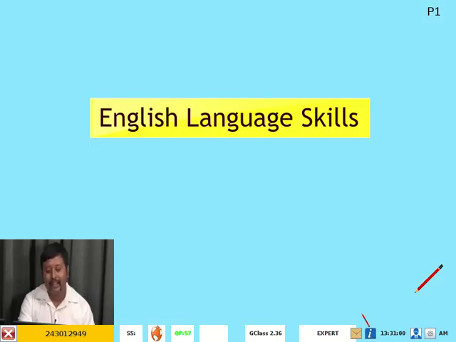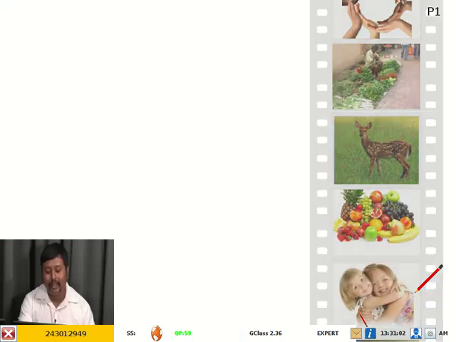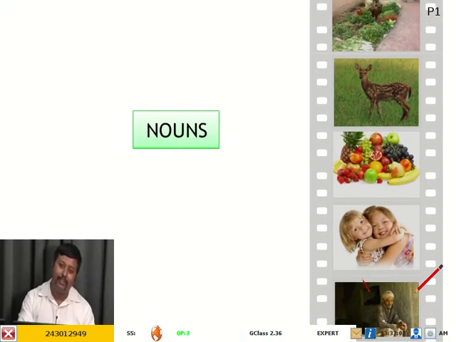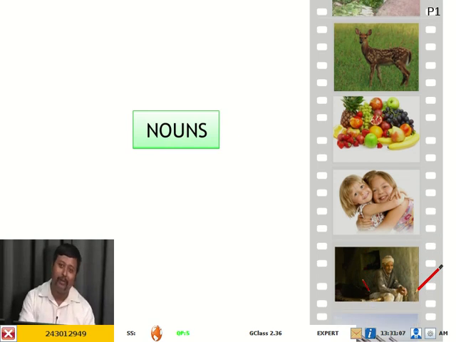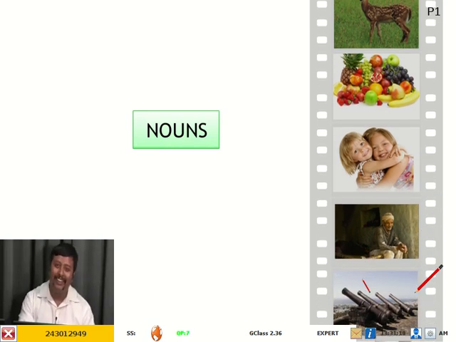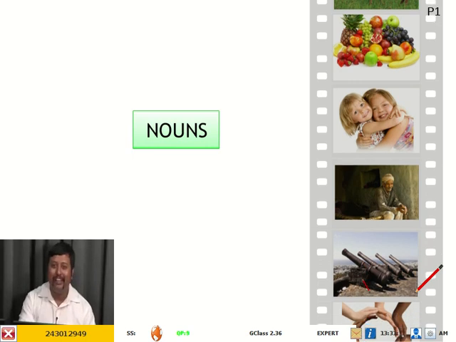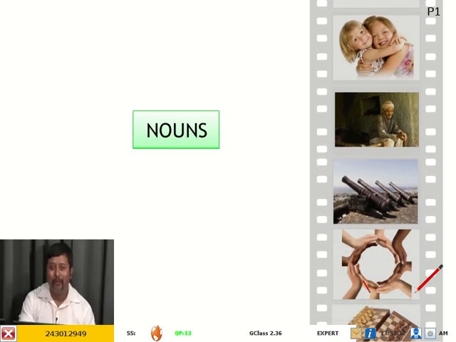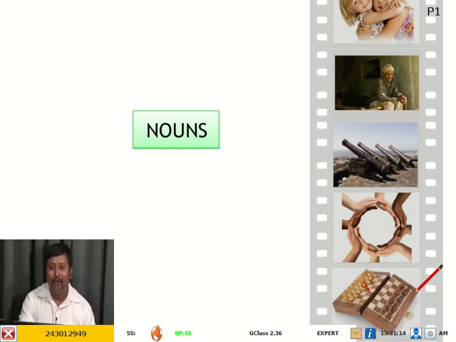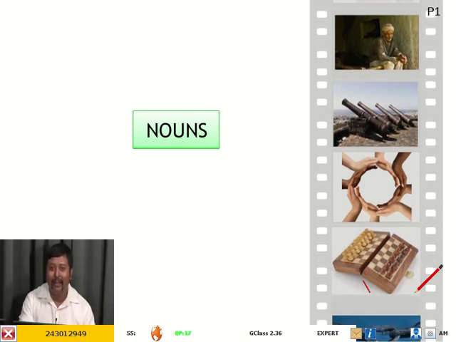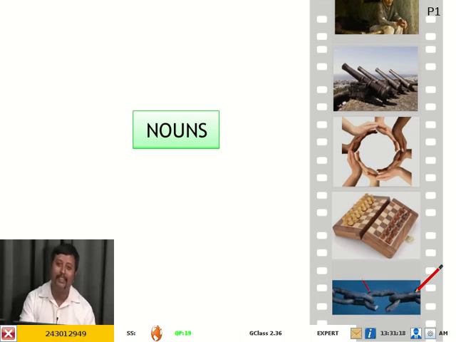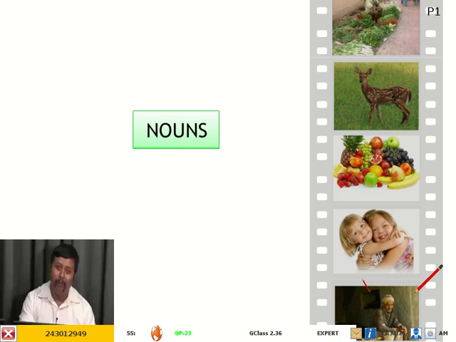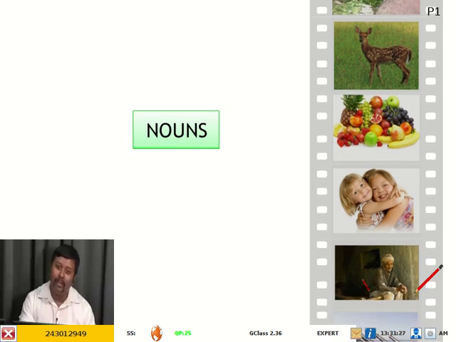This is an English language skills class and the topic we are discussing is something called nouns. Okay, what is a noun? Who knows? Everyone knows, right? So tell me, what is a noun? In Assamese you have heard of pad, bishesya pad. It's something similar in English. Noun is the naming words. The words that indicate names are nouns.